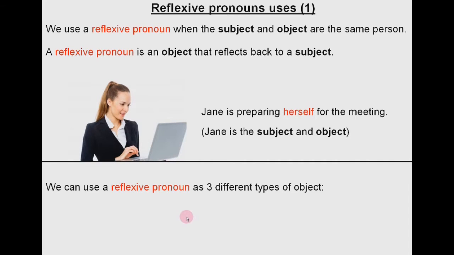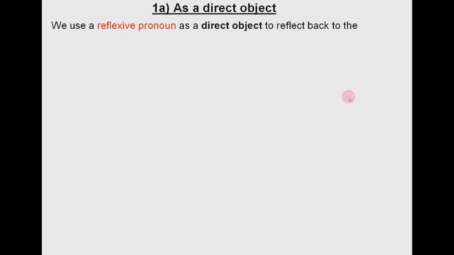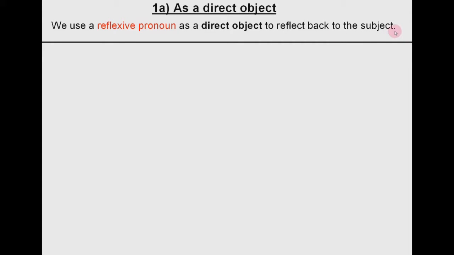And we can use a reflexive pronoun as 3 different types of object. So the reflexive pronoun can represent a direct object, an indirect object, or an object of preposition. So let's look at examples of each of these 3. So first, direct object. We use a reflexive pronoun as a direct object to reflect back to the subject.